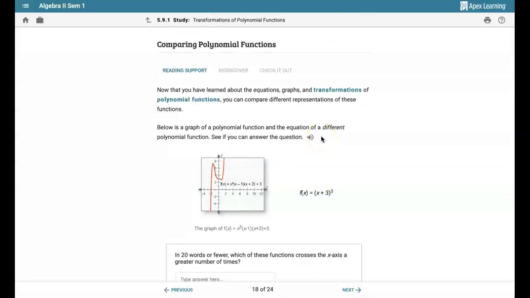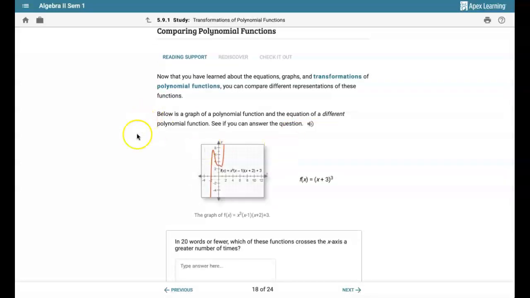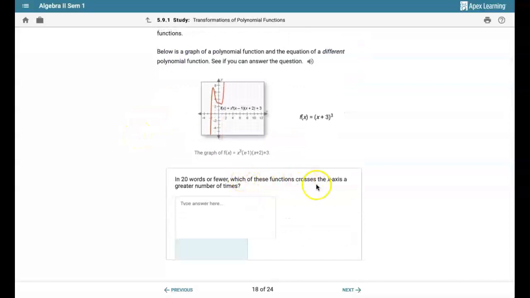Now what we can do here is look at comparing some of those polynomials. So below here is a graph of a polynomial function and the equation to a different polynomial. It's saying here, which of these functions crosses the x-axis a number of times greater?